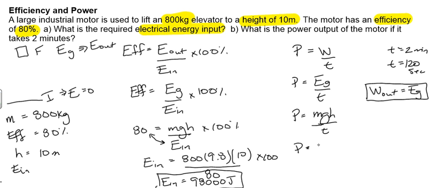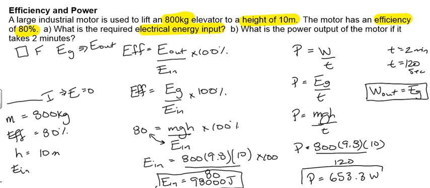So power equals 800 times 9.8 times 10 divided by 120. So the power output should equal, if my math is correct, 653.3 watts. And I'm beginning to think maybe this isn't a large industrial motor. Anyway, that should be our answer.